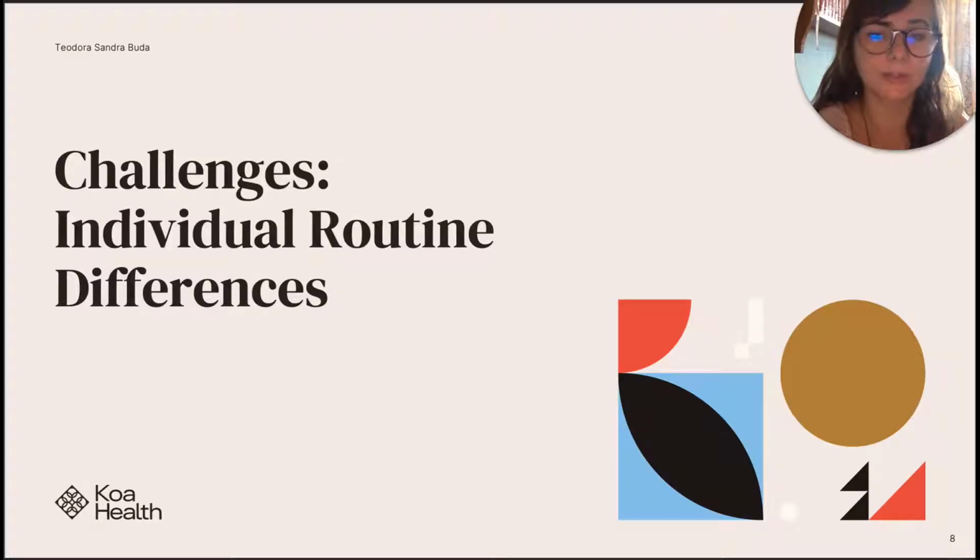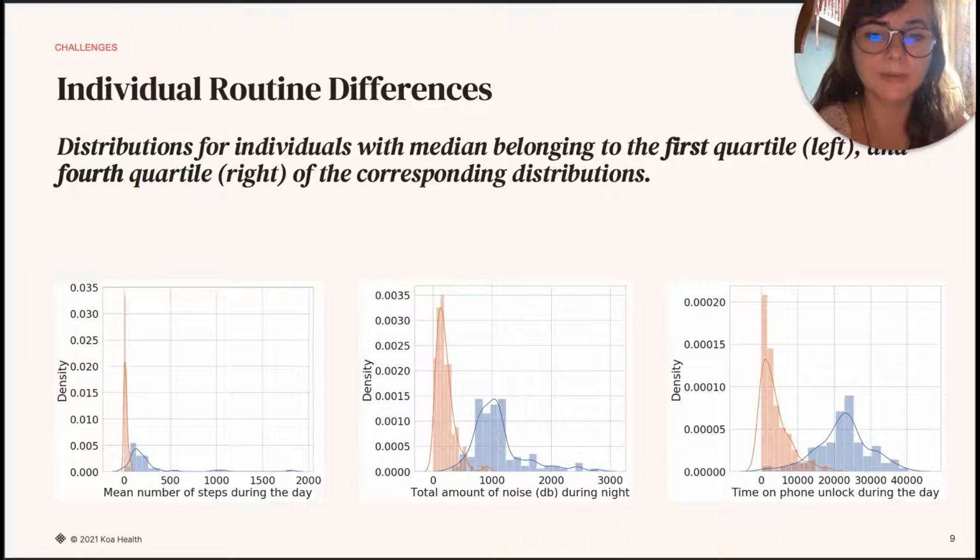Second, individual routine differences. Here we show the mean number of steps, the total amount of noise, and the time on phone unlock for two very different individuals that belong to the first quartile or the fourth quartile of the corresponding distribution. As you can see, people exhibit very different behaviors, and these are captured from smartphone sensors data in very different ways.